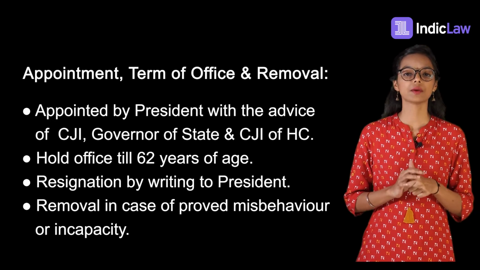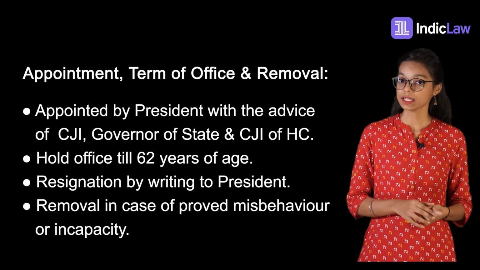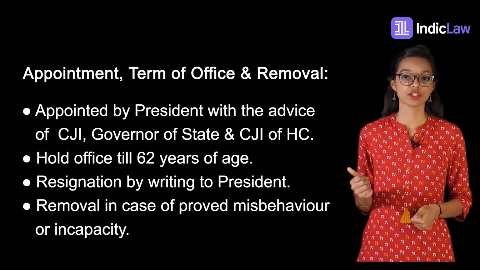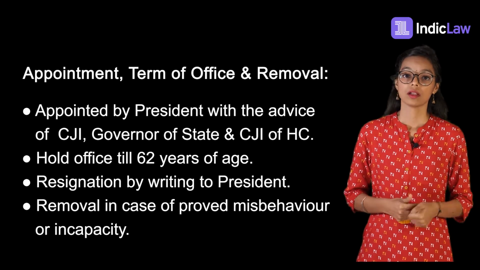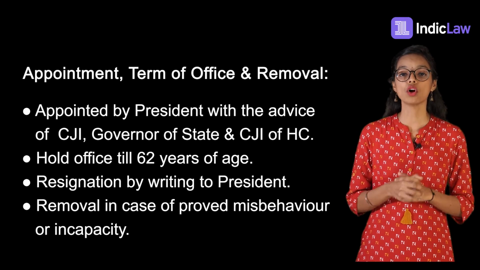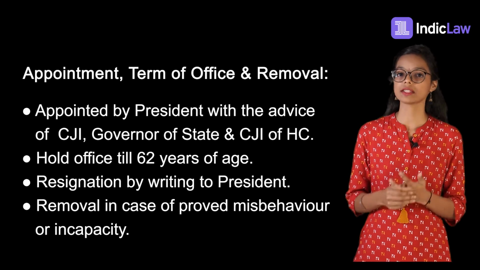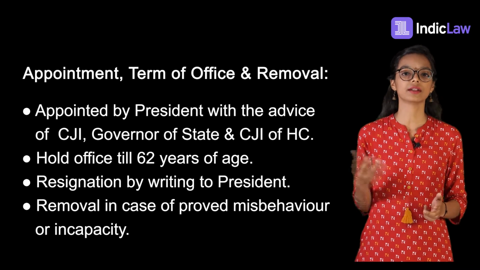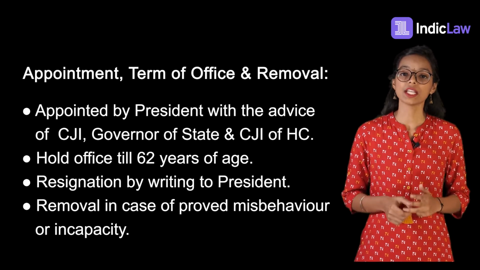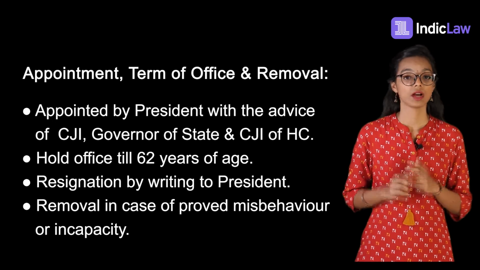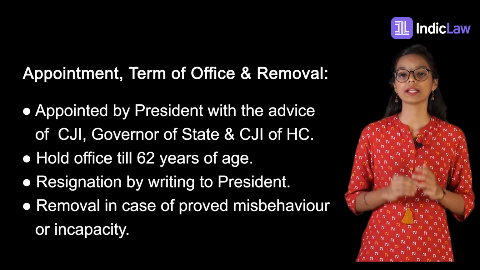Firstly, as per Article 216, all the judges of a high court are appointed by the President after consultation with the Chief Justice of India, the Governor of the state, and the Chief Justice of the High Court. Secondly, each judge shall hold office till the age of 62 years. Thirdly, a judge can resign from his office by giving a letter in writing to the President. Fourthly, Article 217 provides for the removal of a High Court judge. A judge can be removed from the office on ground of proved misbehavior or incapacity.